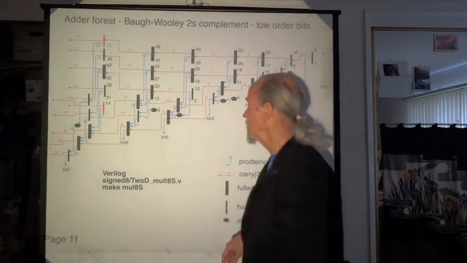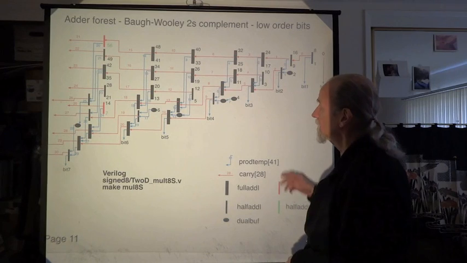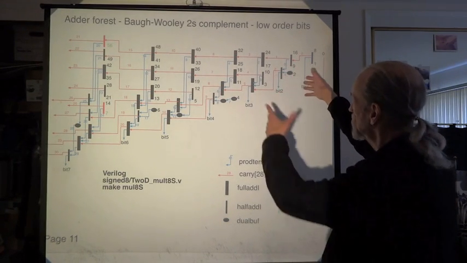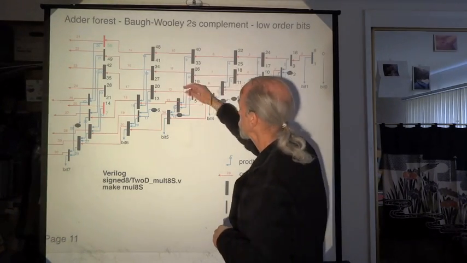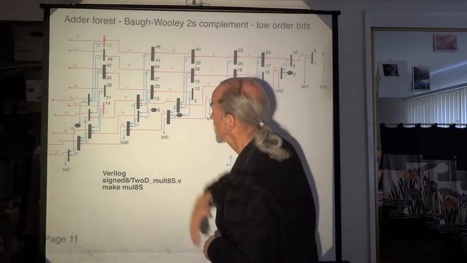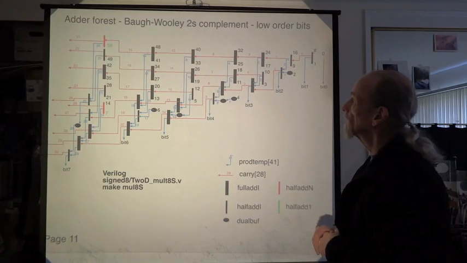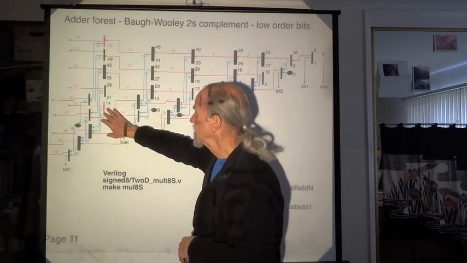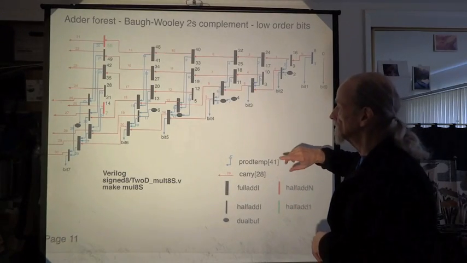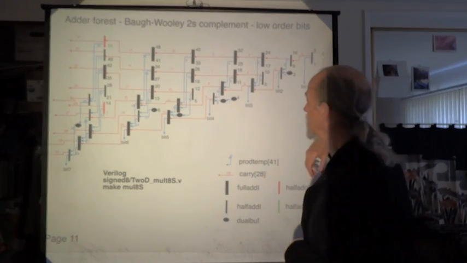So that was an unsigned multiplier. And for the signed multiplier, we have the same scheme. We have a forest of trees with carries flowing from tree to tree, and we use the Baugh-Wooley negative weighting strategy to do the 2's complement signed multiply.